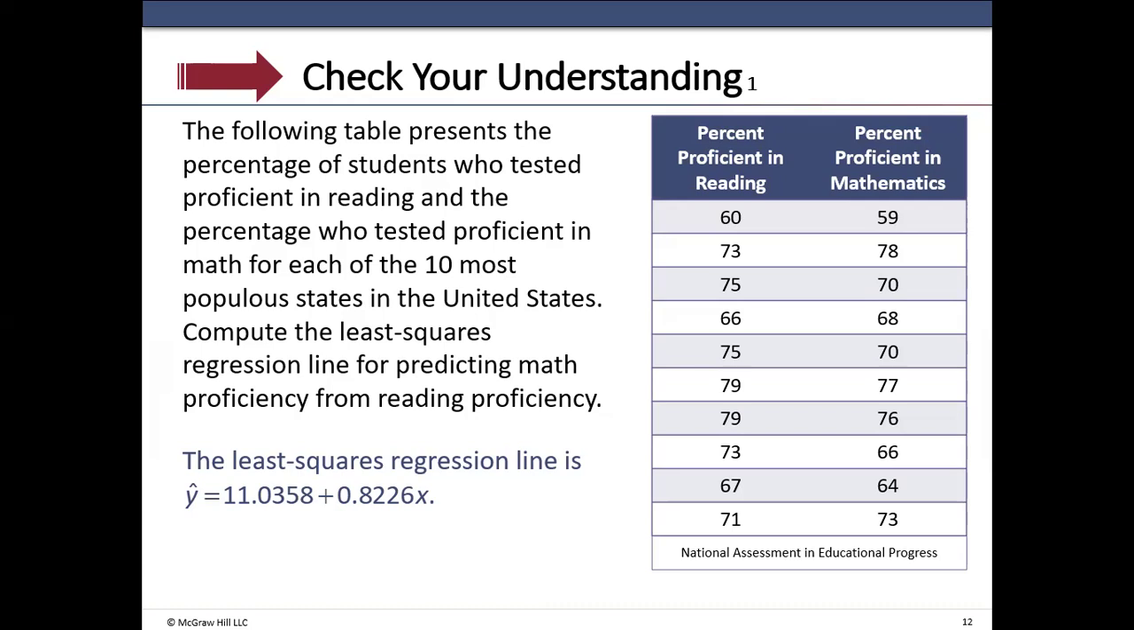Then stat, calc, and then number 4. LinReg ax plus b, calculate, enter. And now we get what they are getting. So Y equal to, my slope is 0.8226, X plus b is 11.03. R is 0.808, a strong positive linear association between X and Y.